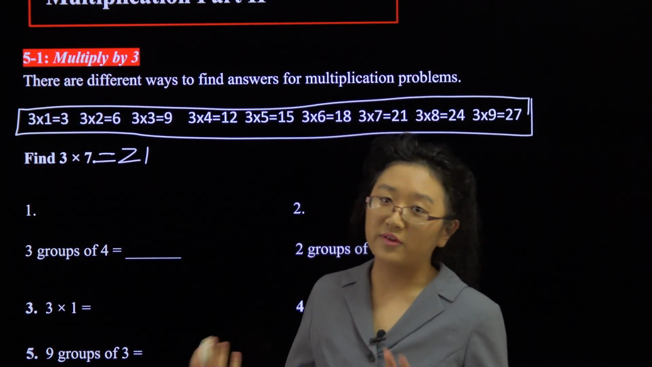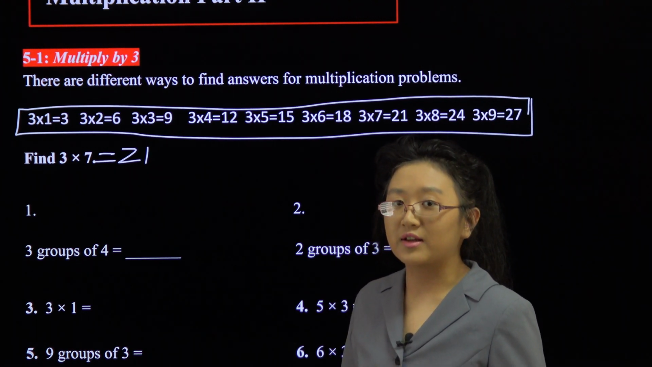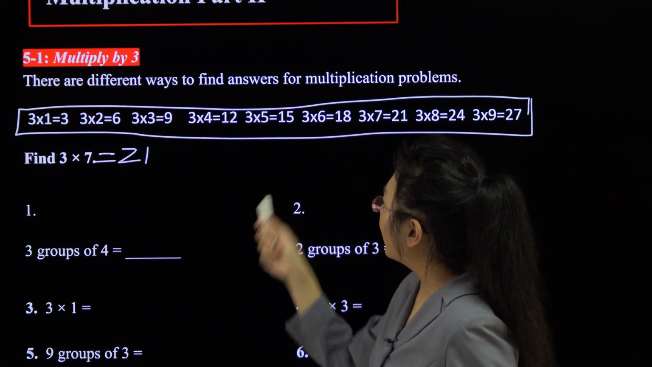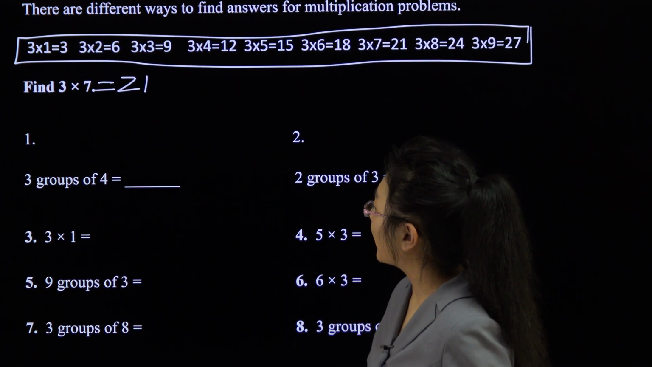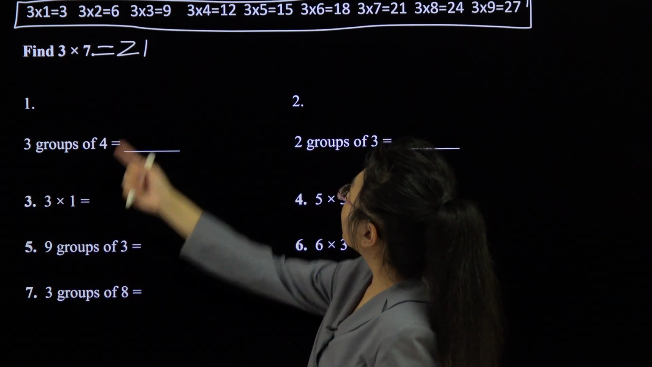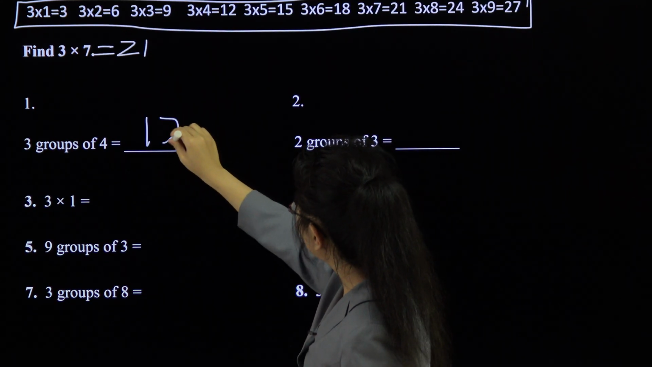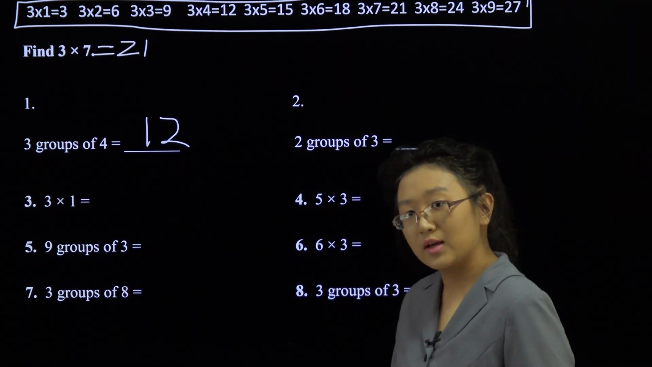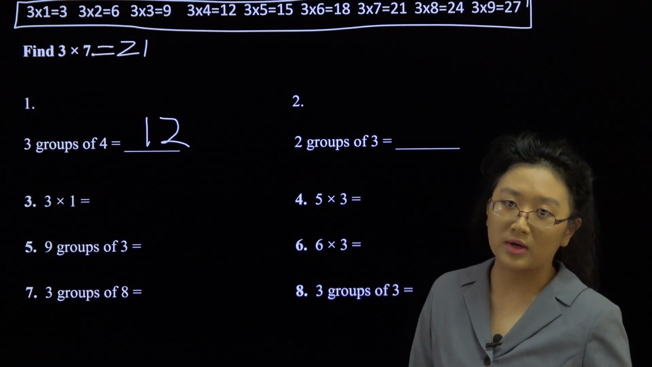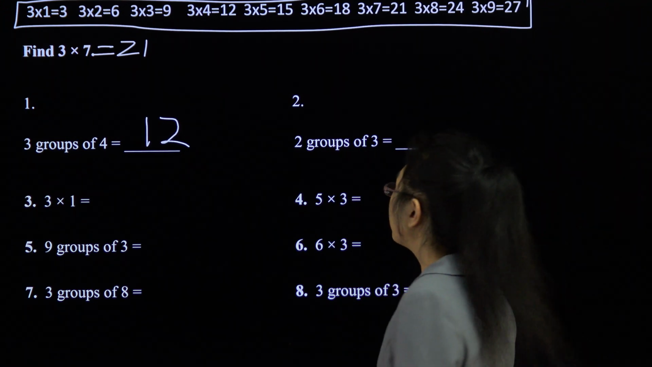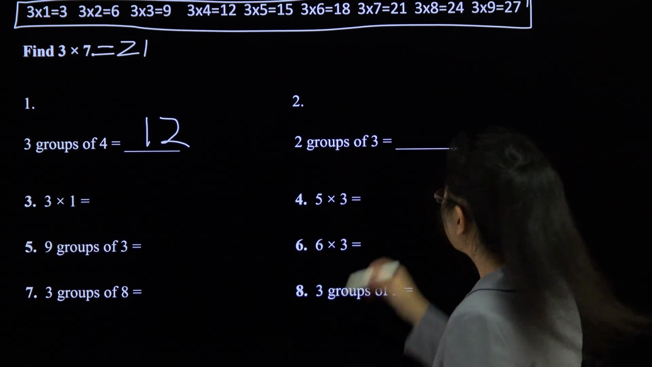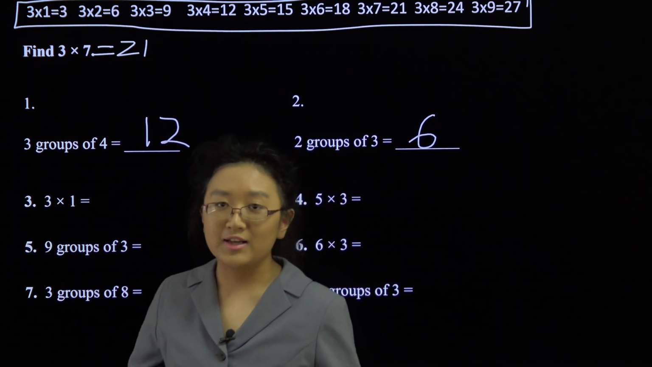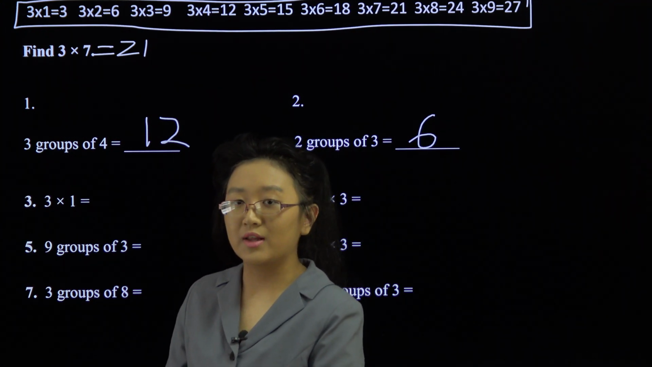Now what about 3 groups of 4? 3 groups of 4 is basically 3 times 4. And 3 times 4 is also on this bar of multiplication that we gave you. 3 times 4 is 12. 2 groups of 3, that's 2 times 3. And 2 times 3 is the same as 3 times 2 because of the commutative property. And 3 times 2 is 6. 3 times 1, identity property. Anything times 1 equals itself.